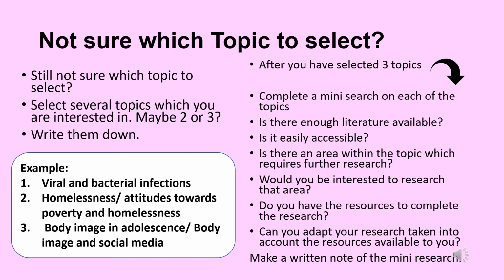So then after you selected the 3 topics, you could complete a mini search on these topics and check if there is enough literature available for you. Is this literature easily accessible? Is there an area within the topic that requires further research? Would you be interested to research that area? Do you have the resources to complete the research? Can you adapt your research question? And write all of these down in a mini statement.